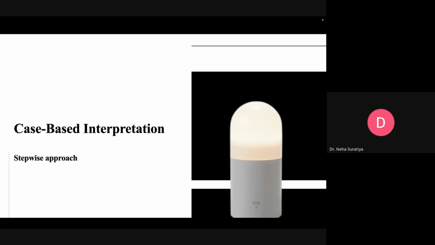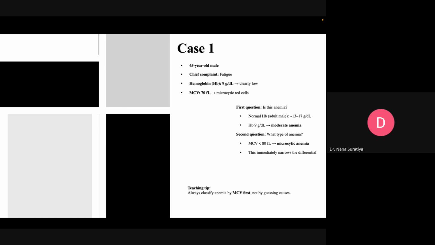Now I have one case to discuss with you. See this case. Here, the patient is 45 years old. The chief complaint is fatigue. Here's our first case. You can see 45-year-old, focus on the age. Fatigue is the chief complaint. Hemoglobin is 9. Clearly, it is low. MCV is 70 femtoliter. It is showing a microcytic anemia condition.